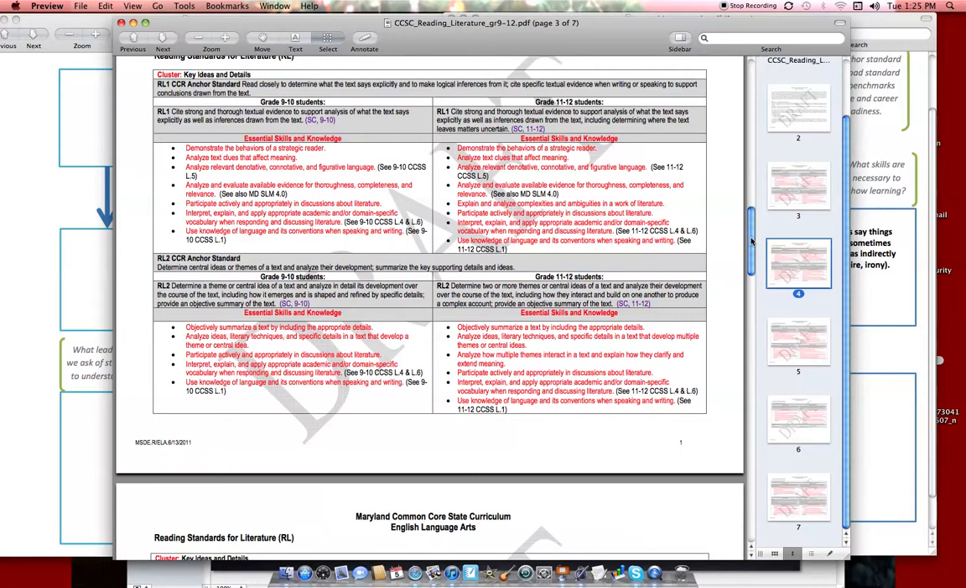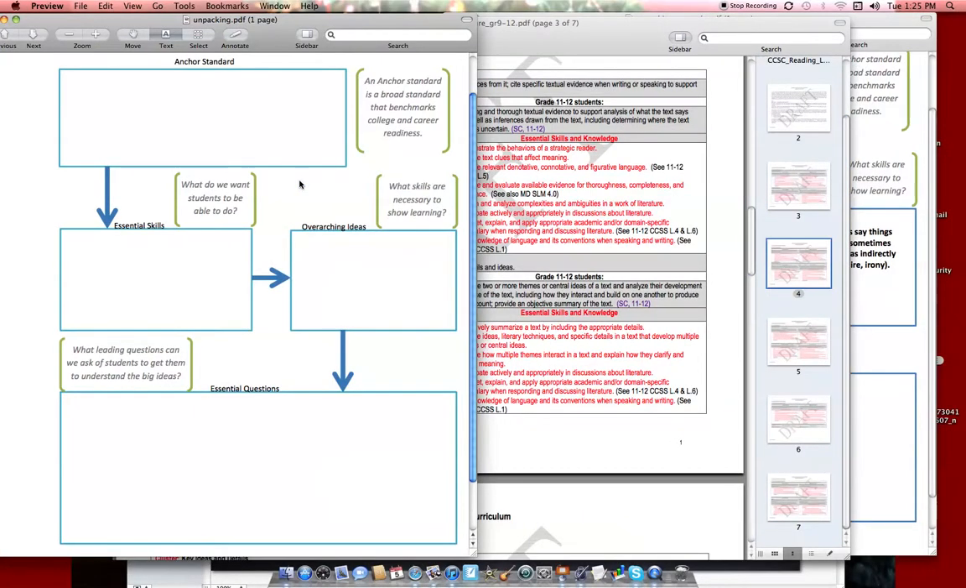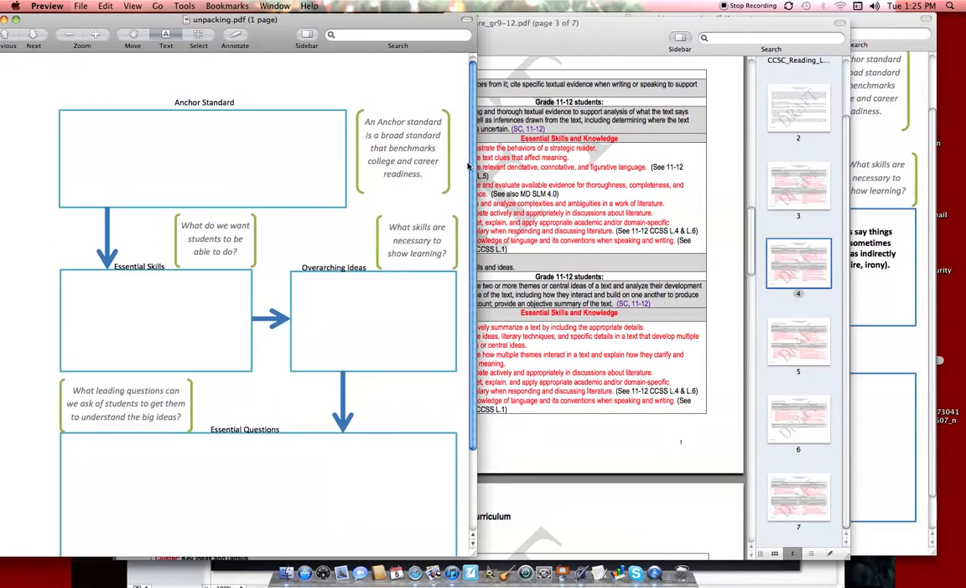So what I wanted to do is take a concept like this and build it towards deeper understanding, but also where are you going with it in terms of developing curriculum. So I created a template. And this template is based off the ideas of Wiggins. And I have an area here that says anchor standard. An anchor standard is a broad standard that benchmarks college and career readiness.